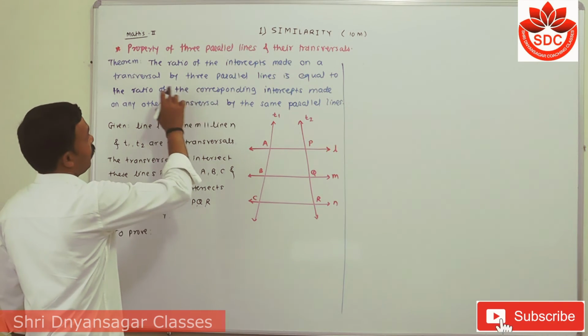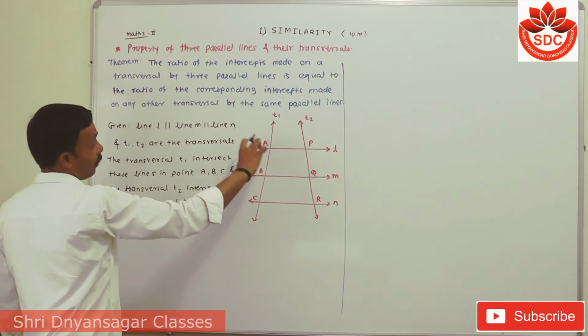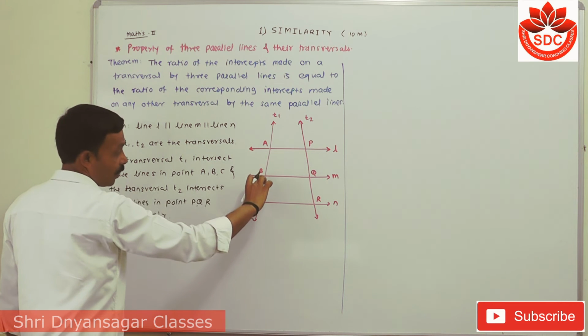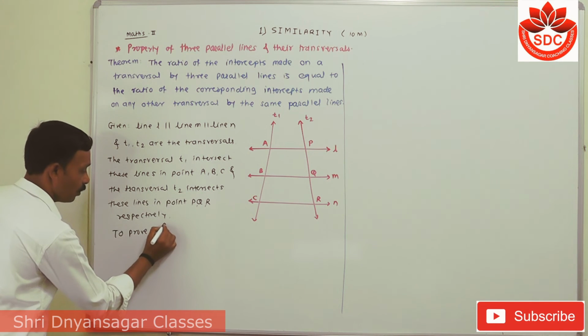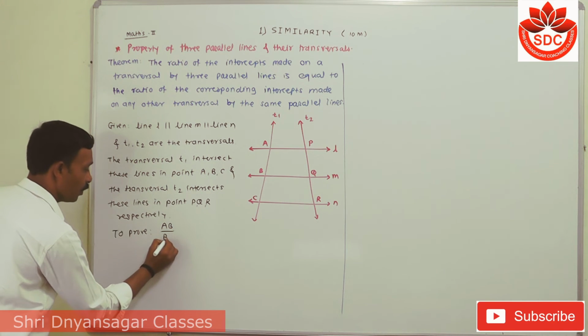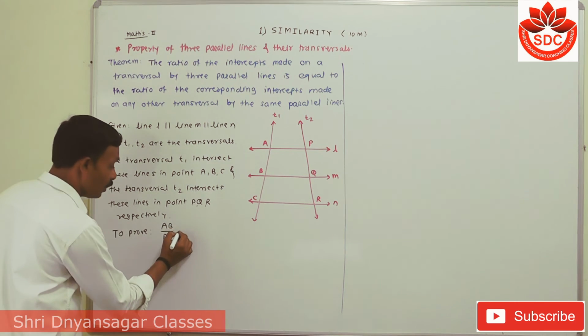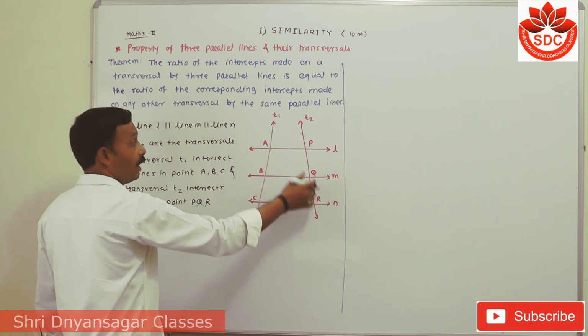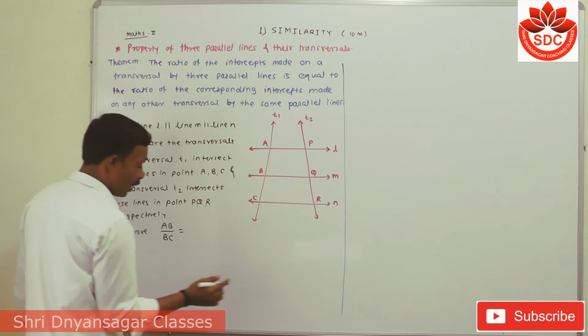Then to prove: the intercepts made by the first transversal are AB and BC. The ratio of the intercepts means that AB upon BC is equal to the intercepts made by the other transversal also, that is PQ upon QR.